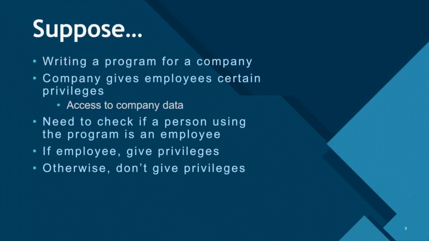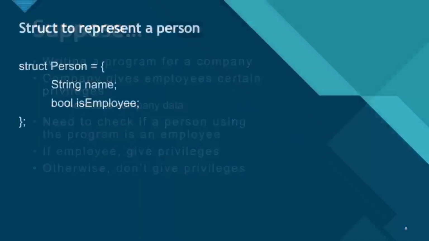Okay, so let's say we are writing a program for some company, and that company gives employees certain privileges, like access to special company data. This is pretty common in either companies or just anywhere. You have to be authorized in order to do something. So we need to check if the person using the program is an employee. And if they are, you give them privileges. Otherwise, you don't. Very, very simple.